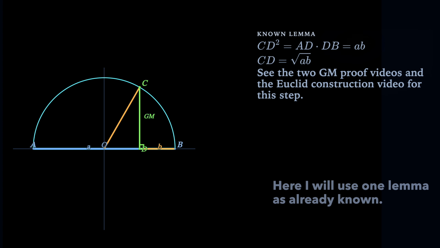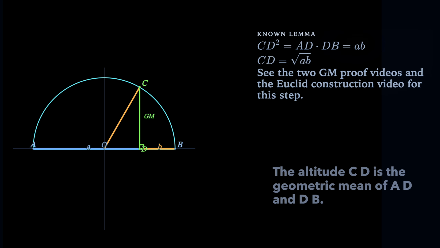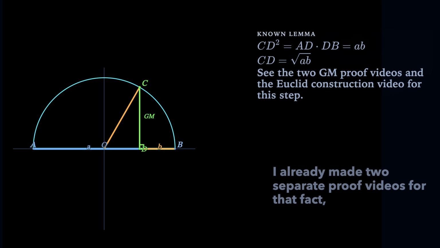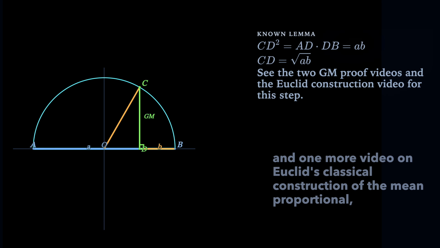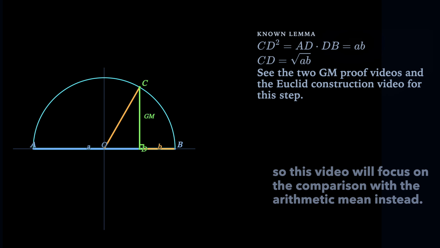Here I will use one lemma, as already known. The altitude CD is the geometric mean of AD and DB. I already made two separate proof videos for that fact, and one more video on Euclid's classical construction of the mean proportional. So this video will focus on the comparison with the arithmetic mean instead.